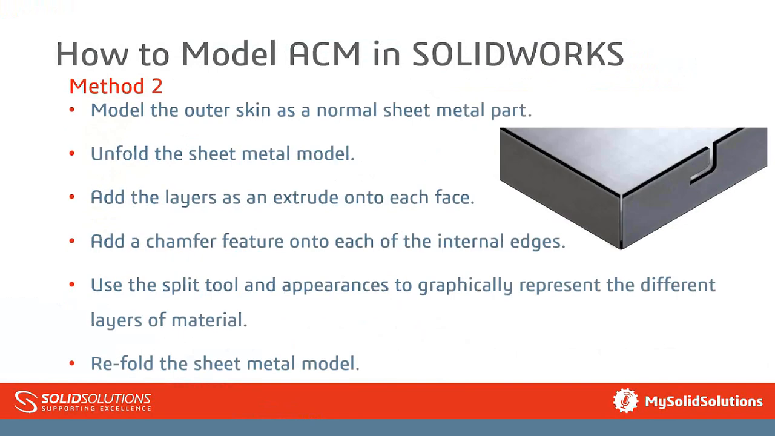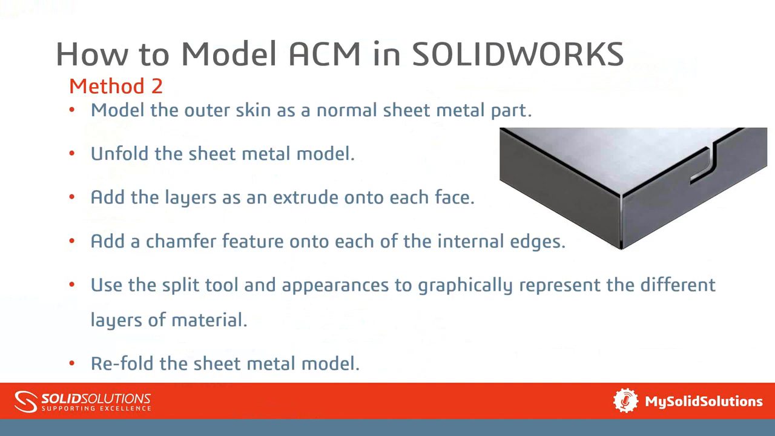The other method used more core sheet metal functionality. The key thing was we did have to put a slight offset in when I did the extruded feature on the internal faces. I did need a slight offset on those internal edges. But then I was able to use the refold tool to fold the material up. And then if we wanted to represent those different layers, I used a split tool and graphically represented the different layers of the material using the appearances.